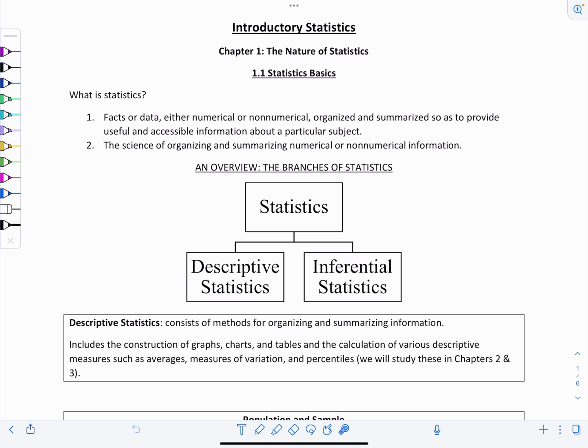And as we study statistics, you'll see that there are two main types or branches of statistics. Those two branches are descriptive statistics and inferential statistics. So let's look at the definition for each of those and then learn how to distinguish which type of statistics we're dealing with in different scenarios.